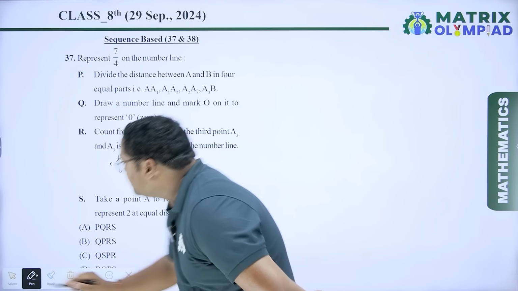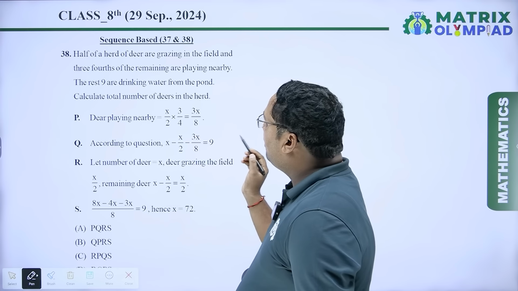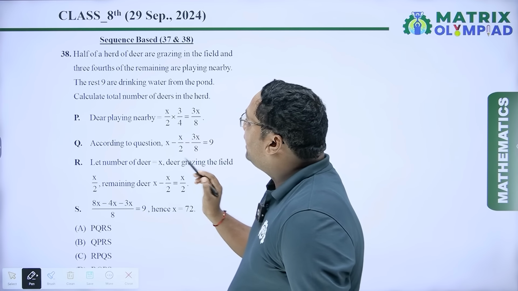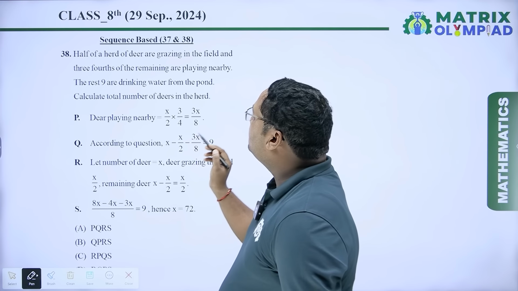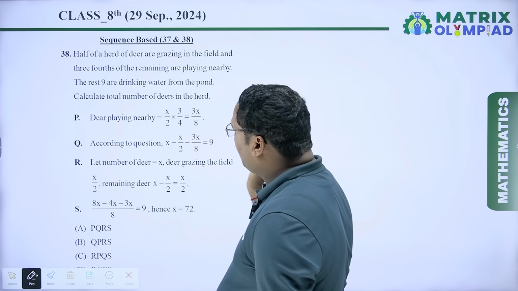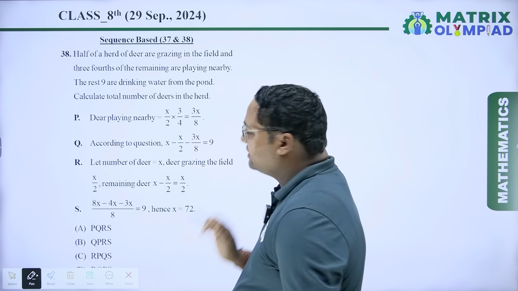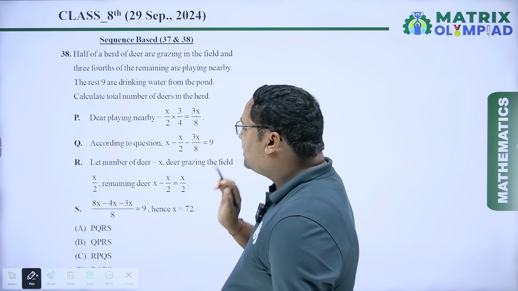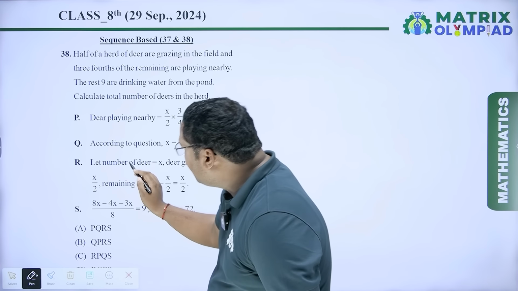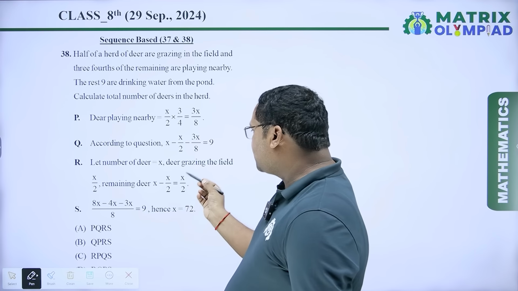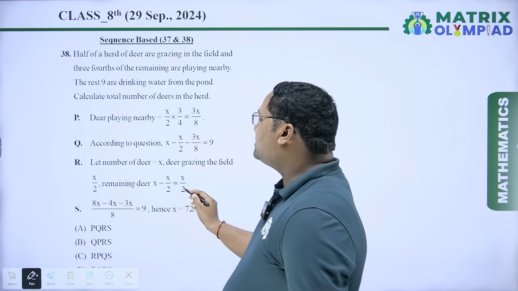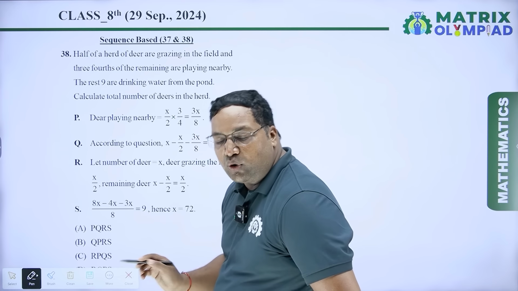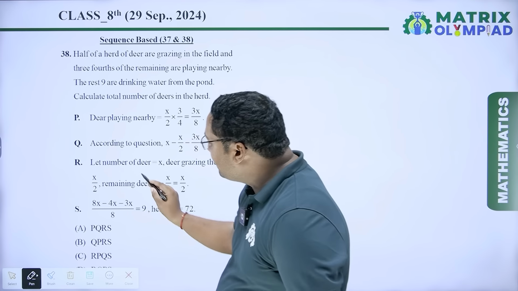Now the next question is, half of a herd of deer are grazing in the field and 3/4 of the remaining are playing nearby. The rest 9 are drinking water from the pond. Calculate total number of deer in the herd. So first step is R. Let the number of deer be X. So deer grazing in the field is X by 2. Remaining deer is X minus X by 2, which is X by 2, according to the question. So first step is R.